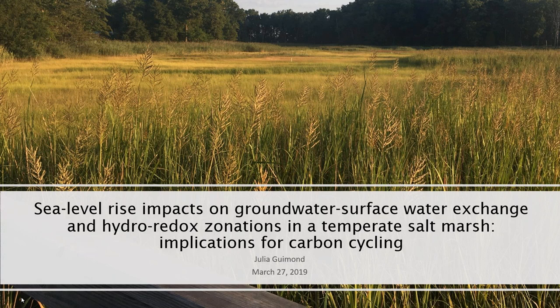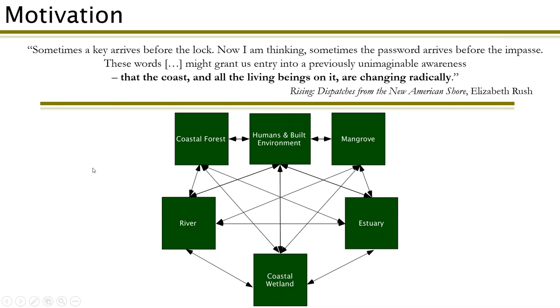Here we go. So I want to start with a quote from one of my favorite books, and I don't have time to read the whole thing, but we'll just focus on the last line that says that the coast and all the living beings on it are changing radically. Coastlines are changing radically. They're also changing rapidly, which puts an added pressure on coastal scientists. Not only do we need to understand ecosystems and how they function in the present day, but we need to strive to understand how these ecosystems will change in the face of global climate change. Because that understanding not only impacts the sustainability of the ecosystem itself, but the ecosystems surrounding it.